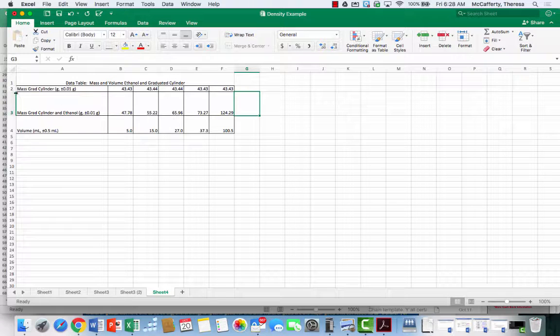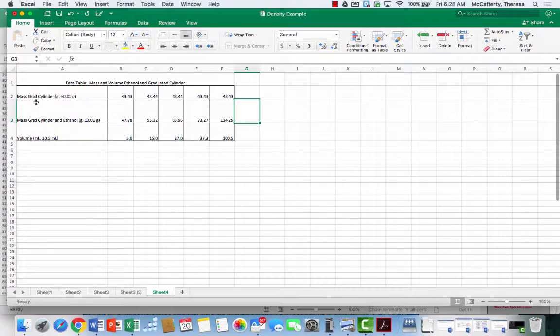Notice how I put the units and the uncertainty here. Okay, and then my values. What you look for is to make sure that all of your values are within the precision identified by the uncertainty. So if I'm at 0.01, to the hundredths place, all of my mass readings should be to the hundredths place. Volume should be to the tenths place, and those all are.